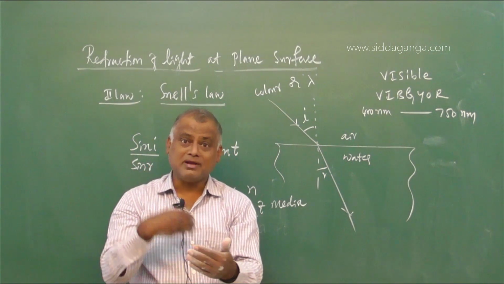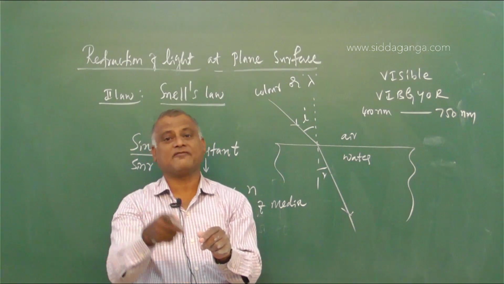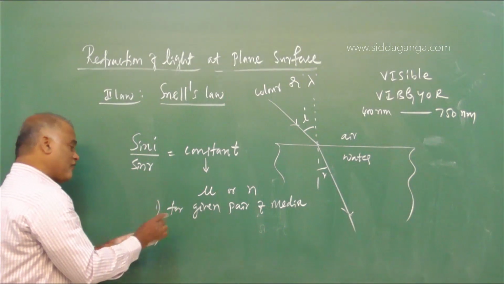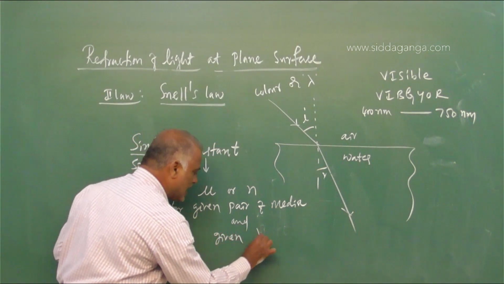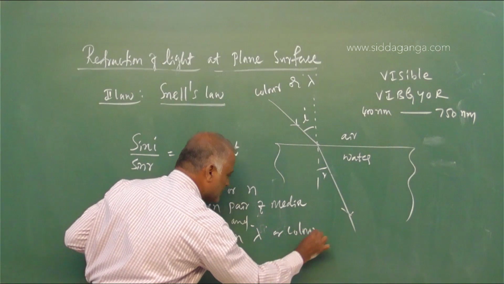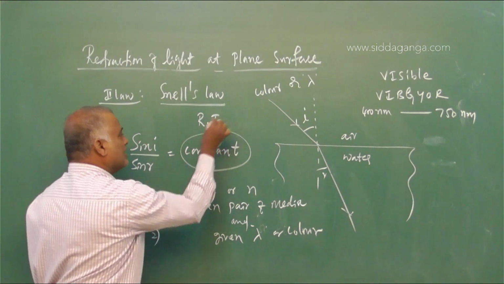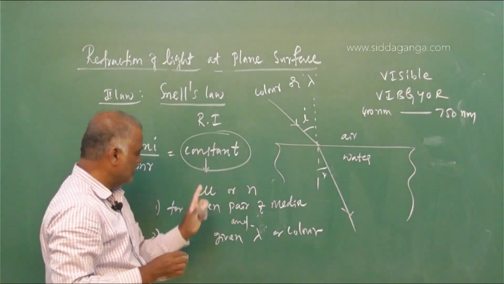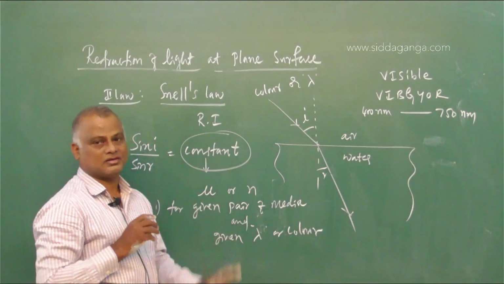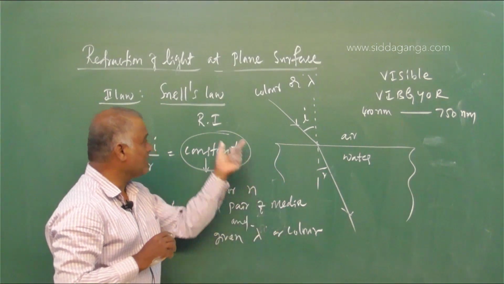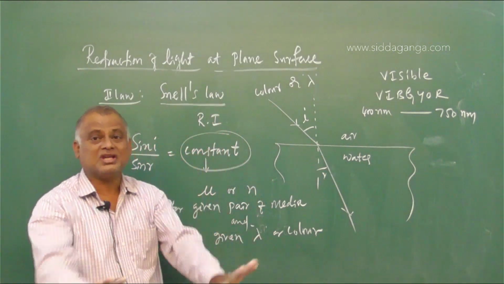Suppose I change the medium now, air to glass, with the single color violet and the other colors; speed will differ. Hence, for a given pair of media and a given wavelength or color, this remains a constant, and this constant is nothing but what we call the refractive index for a given pair of media or for a given color. That means the refractive index changes for different media, and for different colors the refractive index also changes.